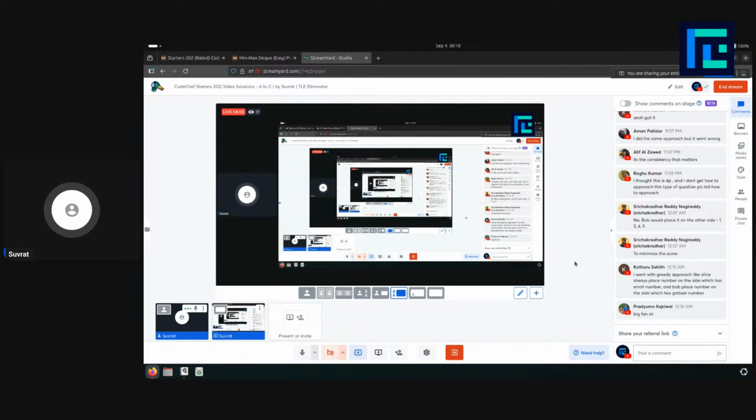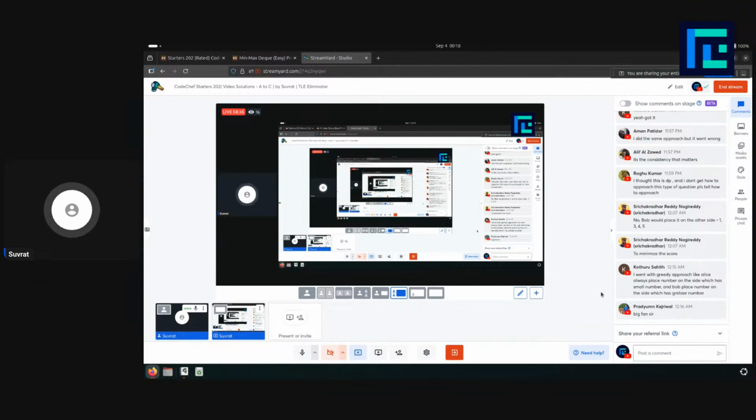So this was the solution for problem C. If you guys have any doubts with the explanation, please tell. I went with a greedy approach: Alice will place the number on the side which has the smaller number, and Bob will place the number on the side which has the greater number. Yes, this would be the optimal strategy for Alice and Bob.